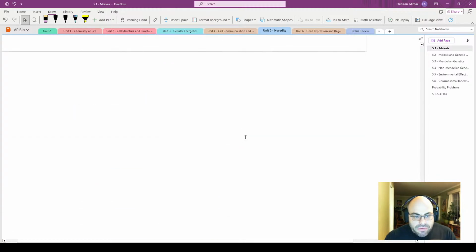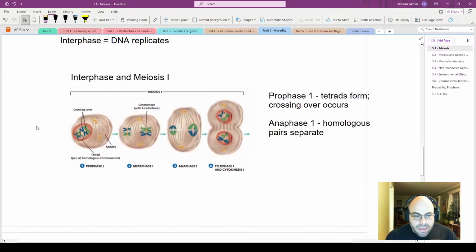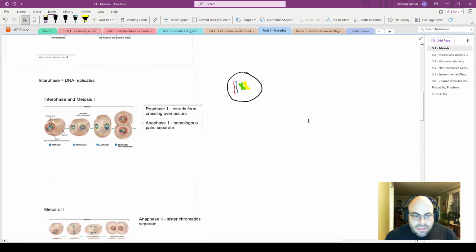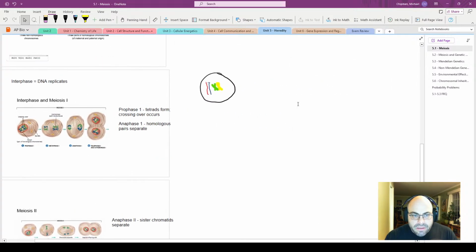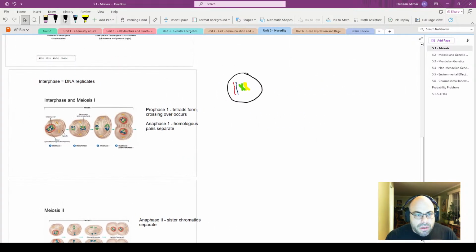And so prophase, the big thing to know there is that tetrads form and crossing over occurs. I bet I've got a picture of that. I don't have a picture of that. Okay, so let's talk about crossing over because it's kind of a big deal. We'll go over here and draw.